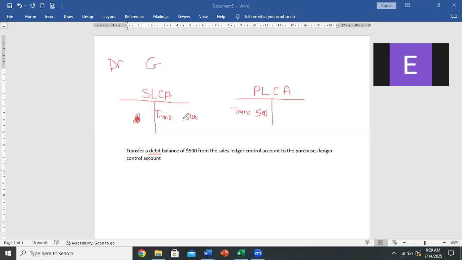If it is a credit balance, then your entry will be where? At the debit side. So I tell my students to use the "from", where you are transferring from. You always go the opposite of the balance you are transferring. So if you are transferring a debit balance from an account, you credit it, right? And vice versa if you are transferring a credit balance from an account.